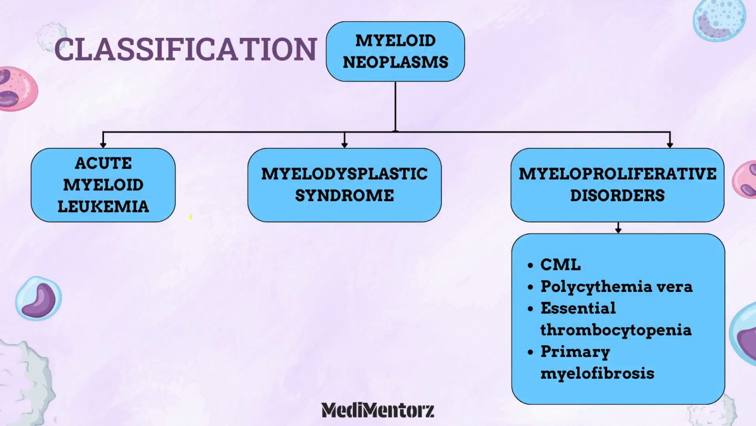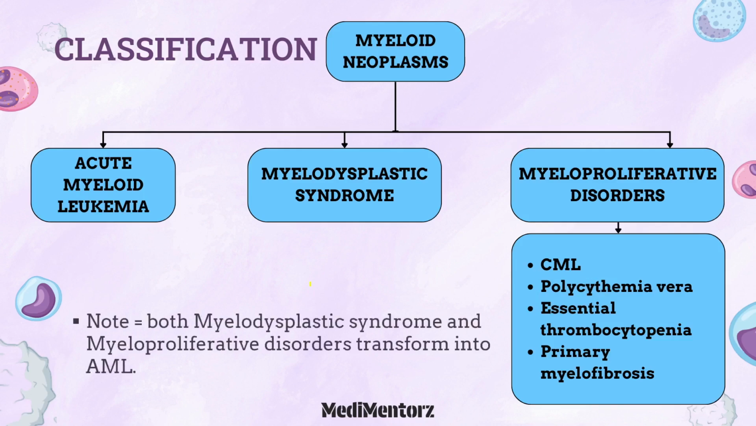So now let's move on to the classification of the myeloid neoplasm. The myeloid neoplasm is broadly classified into three groups. The first is acute myeloid leukemia, the second is myelodysplastic syndrome, and the third is myeloproliferative disorders. The myeloproliferative disorders comprise CML, otherwise called chronic myeloid leukemia, polycythemia vera, essential thrombocythemia, and primary myelofibrosis. An important point to note here is that both the myelodysplastic syndrome and the myeloproliferative disorders transform into acute myeloid leukemia in their later stage.